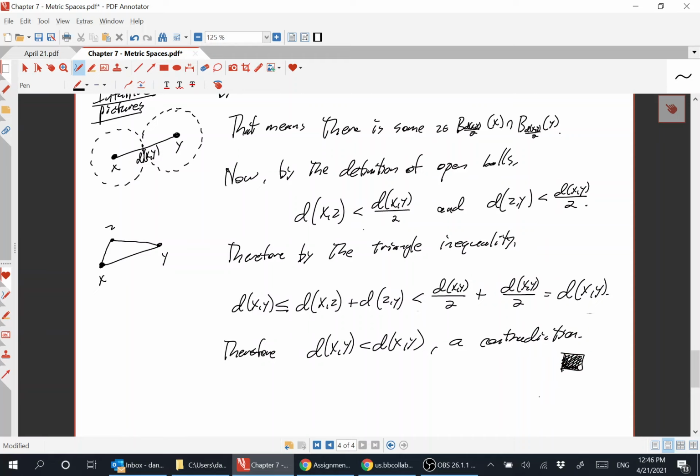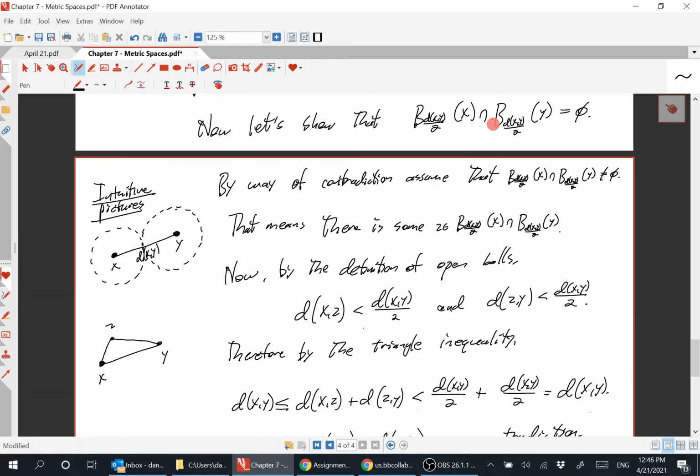So, right, we want to show that those two balls were disjoint. So I assumed that they weren't. And by assuming that they weren't, I was able to reach a contradiction using the triangle inequality.